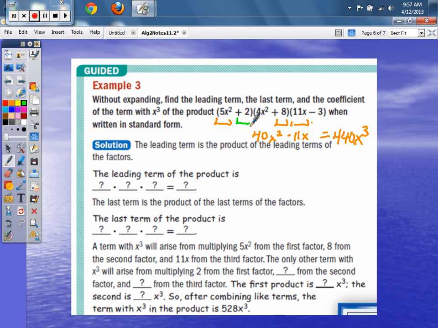If I pick the 2, and I take the 2 times the 4x squared times, I need one more x, the 11x. That gives me 8x squared times 11x, which is 88x to the 3rd. So if I take those two numbers and add them together, excuse me, x to the 3rd, I add them together and I get the 528x to the 3rd. So you have to find one from each to multiply together to get an x to the 3rd.